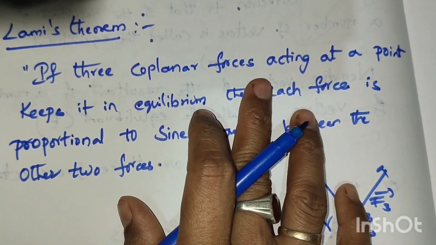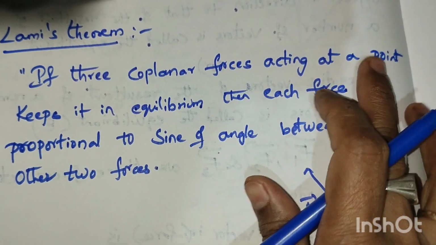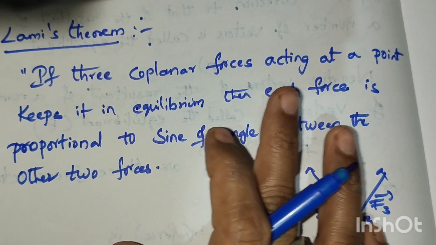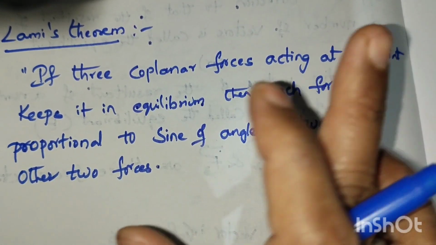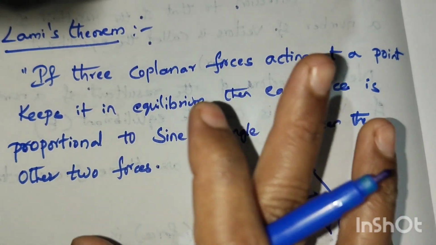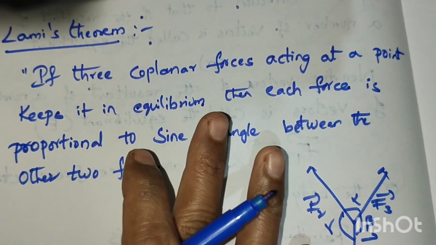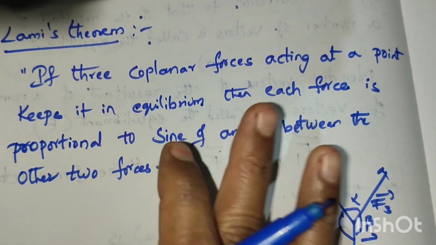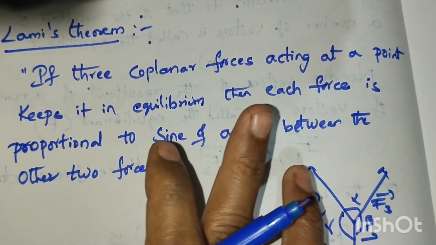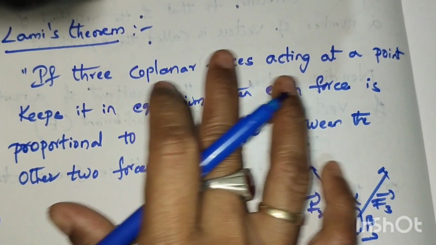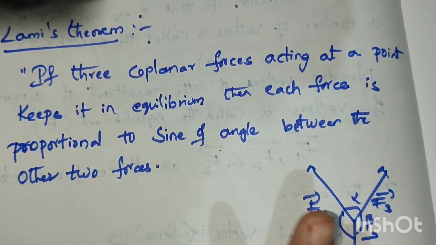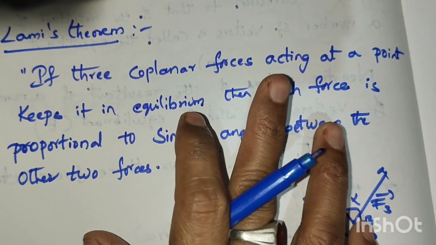So what is meant by Lami's theorem? If three coplanar forces acting at a point keep it in equilibrium. Any number of vectors acting at the same point will keep the particle in equilibrium. We have already discussed in the previous class that a number of vectors acting at the same point means that at that point the particle will be in equilibrium. Here the three forces are acting at only one point, so they keep the particle in equilibrium.